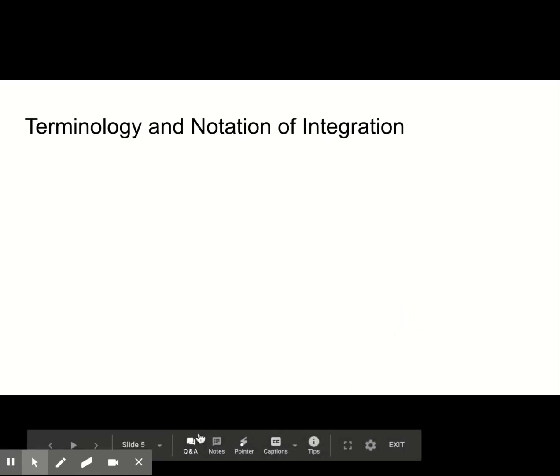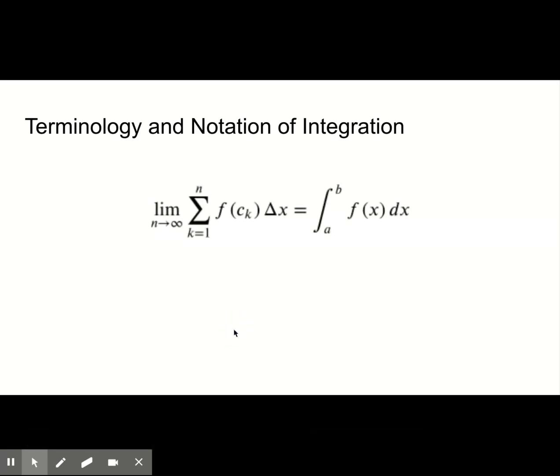More terminology and notation of integration. The limit as n approaches infinity of the sum of f of c sub k times delta x sub k from k equals 1 to n is equal to the definite integral from a to b of f of x dx.